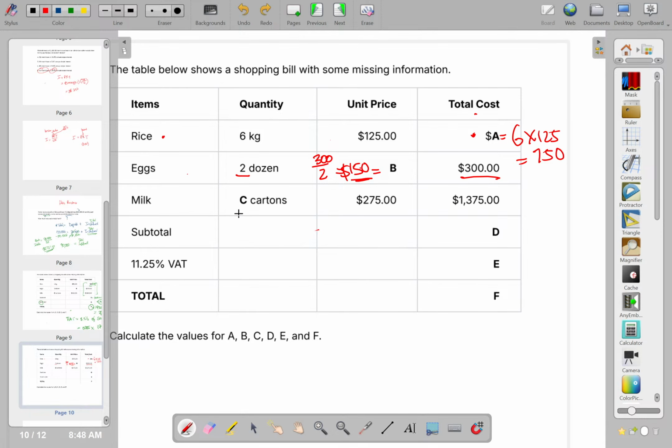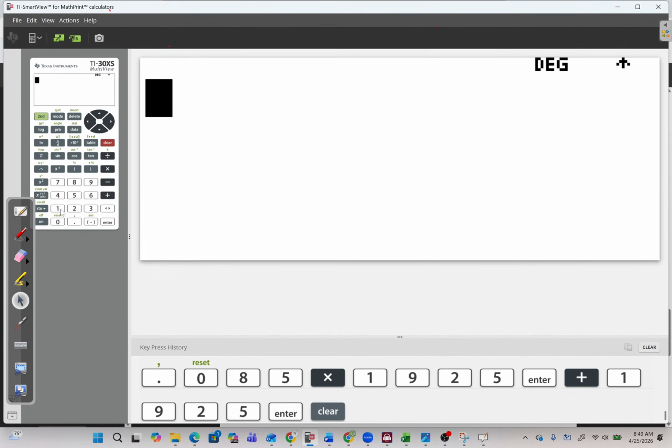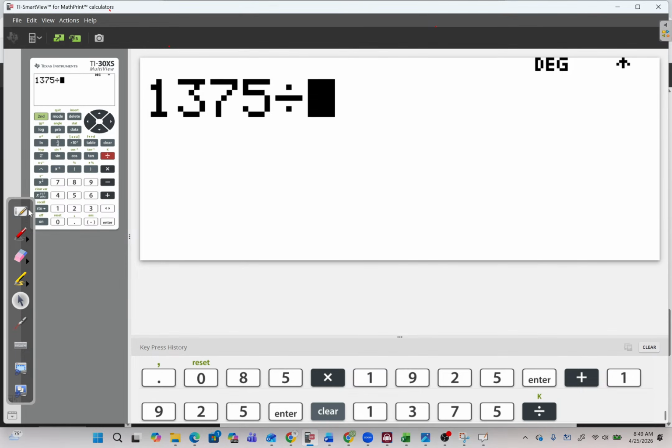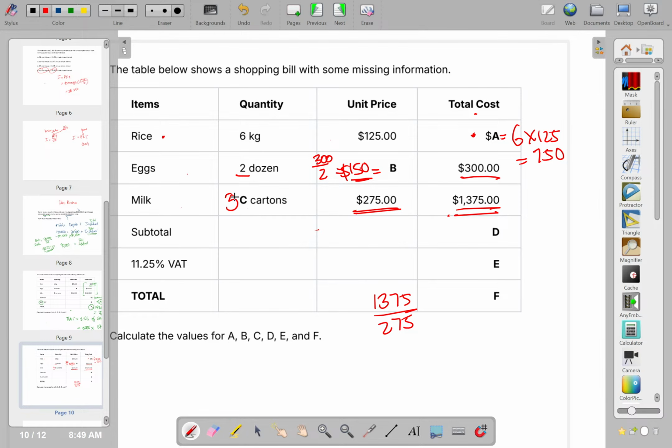All right, let's go again. Let's go to cartons of milk. We have the total for the cartons of milk, and we know that the unit price is $2.75. In order to figure out how many, since I don't know how many, I'm going to divide the total cost by the unit price. That's going to give me how many cartons I purchased. Now, that's $13.75 divided by $2.75. Yeah, 5 cartons. So C equals 5.